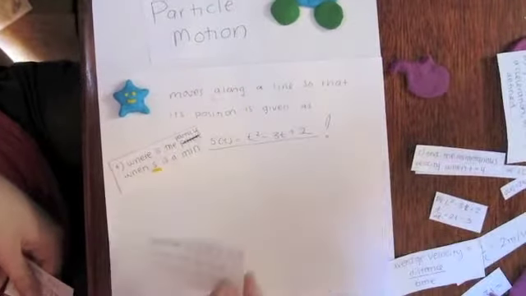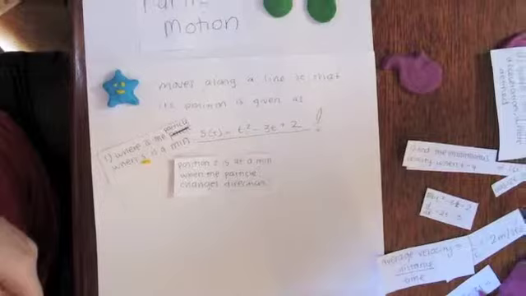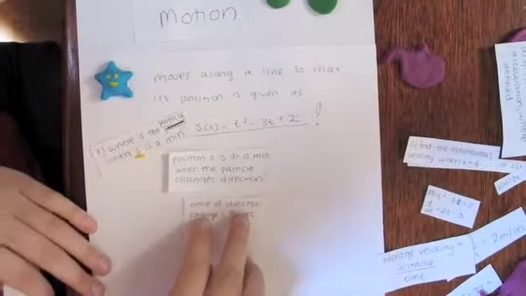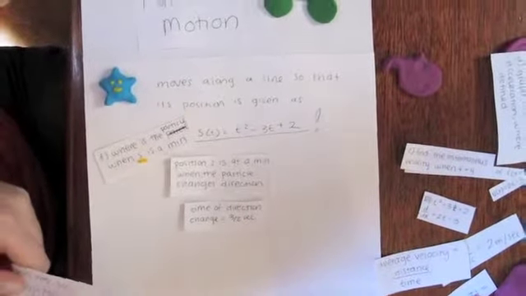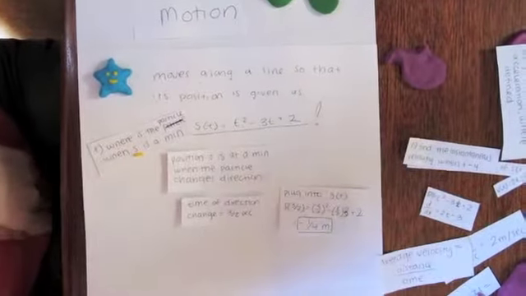For the last part, we're going to find out when s is at a minimum. We know that s is at a minimum when the particle changes direction, and we know it changes direction at 3/2 of a second. So, plug in 3/2 for t, and you find that it changes at a 4th.